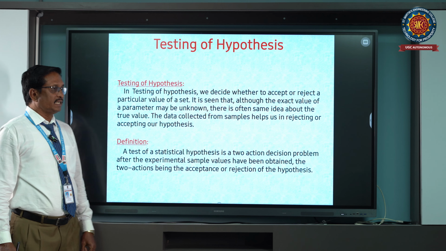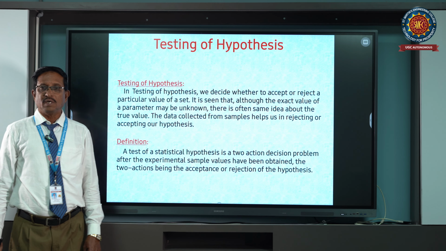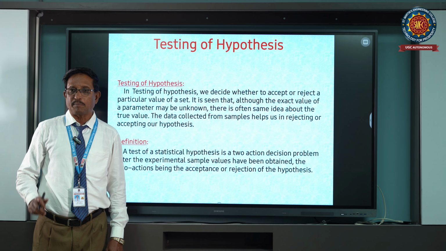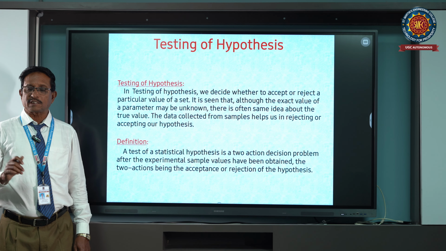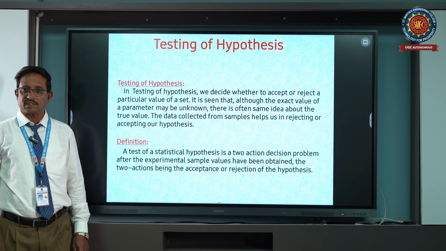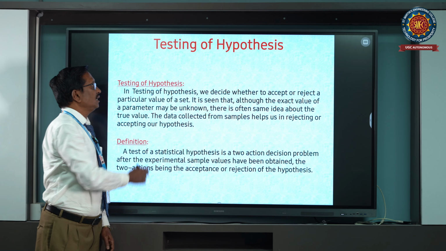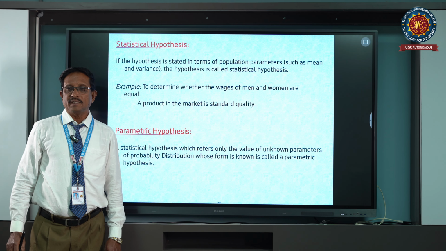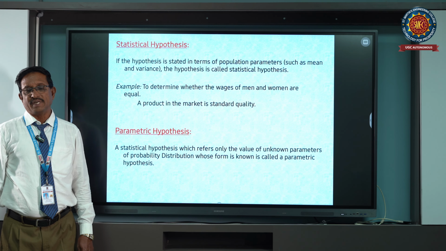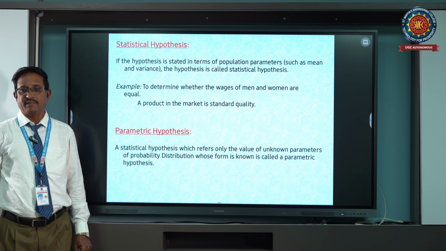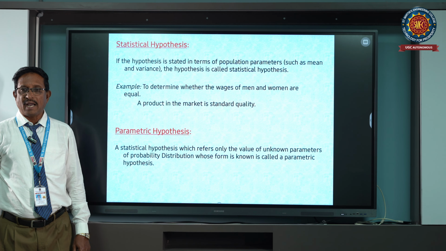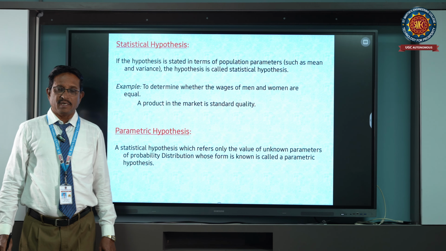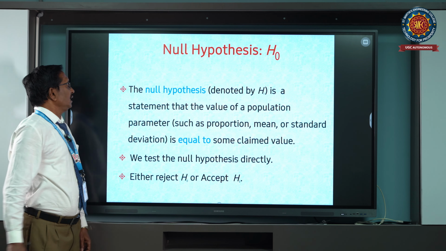A test of statistical hypothesis is a two-decision problem after the experimental sample value has been obtained: acceptance of the null hypothesis or rejection of the null hypothesis. The statistical hypothesis parameters are the population mean mu, population variance sigma square, population standard deviation sigma, population proportion P, and sample statistics such as the sample mean x bar, sample standard deviation s, etc.